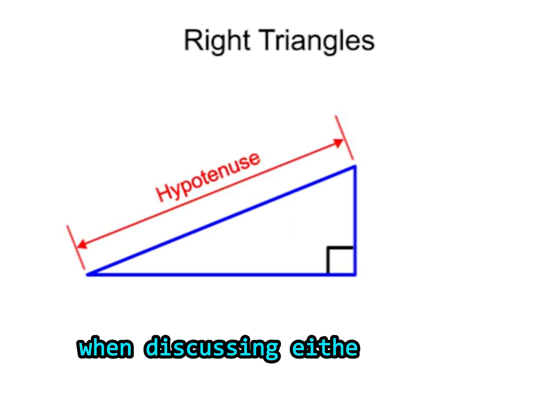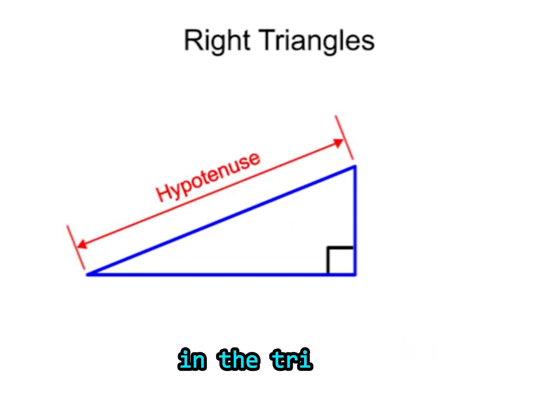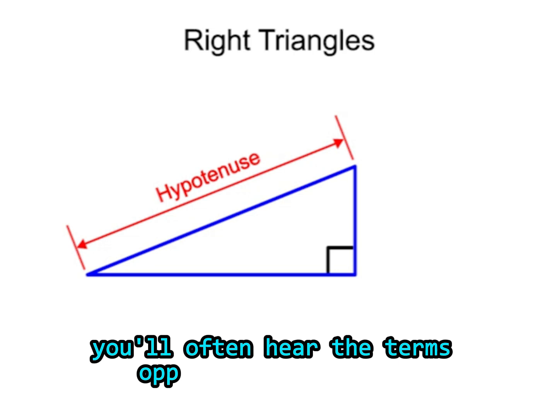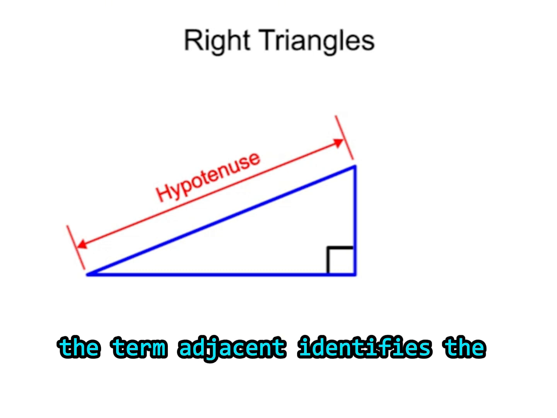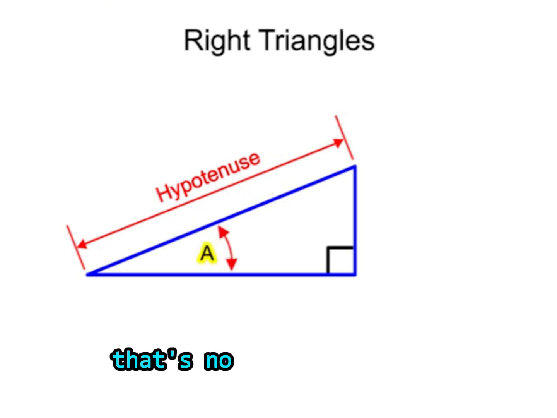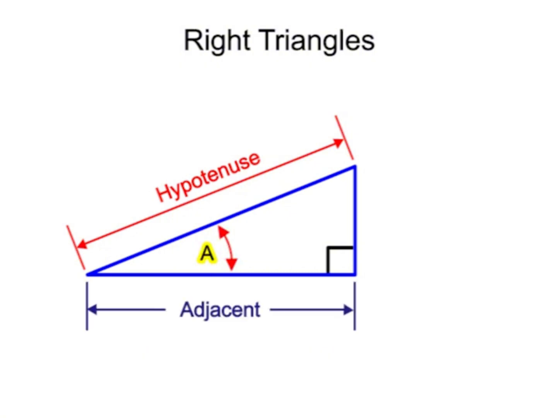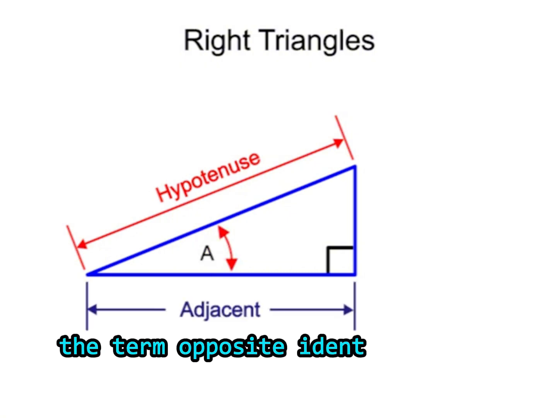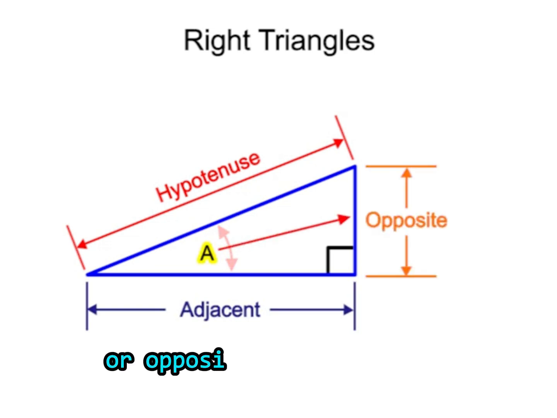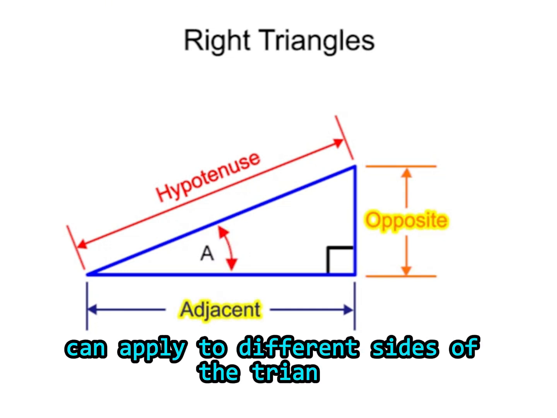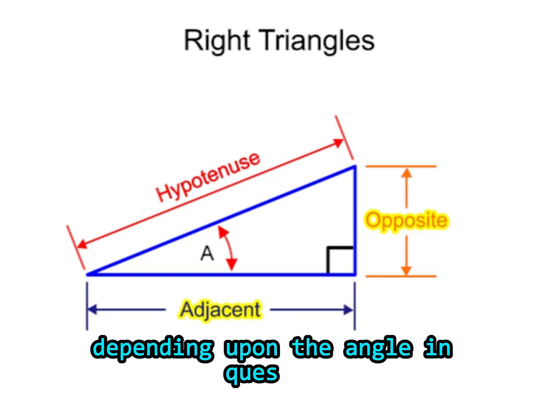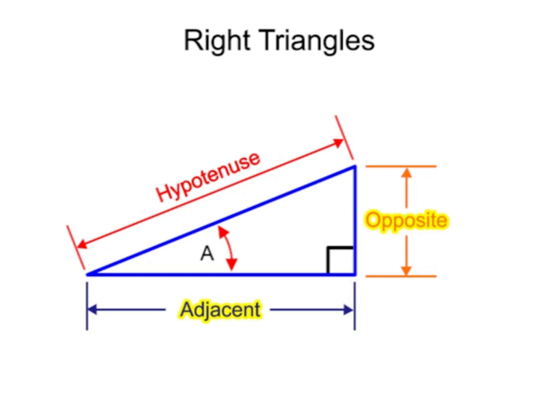When discussing either of the remaining two angles in the triangle, you'll often hear the terms opposite and adjacent applied to the sides of the triangle. The term adjacent identifies the side next to the angle that's not the hypotenuse. The term opposite identifies the side across from the angle. The terms opposite and adjacent can apply to different sides of the triangle depending upon the angle in question.